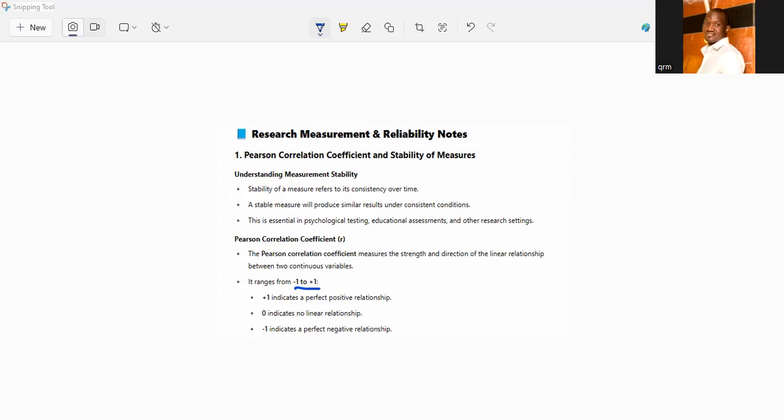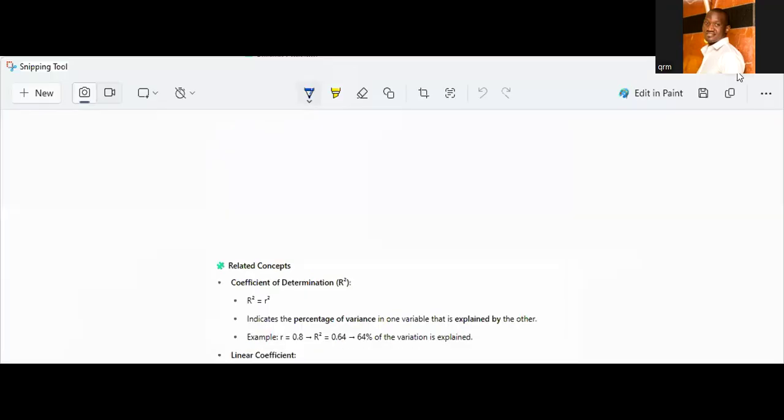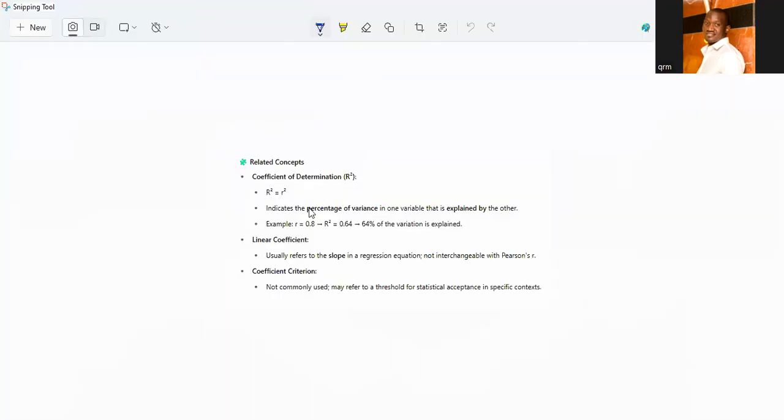We also have a figure called R squared. R squared is the coefficient of determination, right? It is used to measure the strength of the relationship. It measures the percentage of variance of one variable that is explained by another. So if your R is 0.8, R squared is 0.64, which means 64% of the variation is explained.